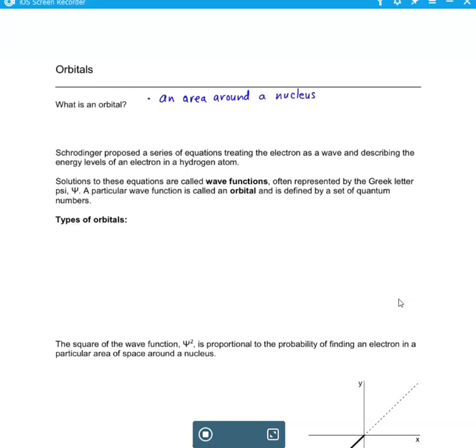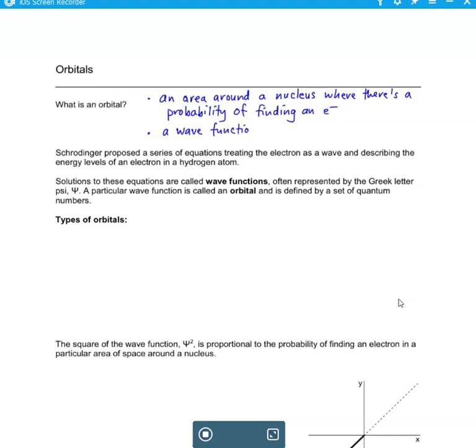So an area around a nucleus where there is a probability of finding an electron. So e minus for electron. But that's not the only definition of orbital. An orbital actually is also a mathematical function. It's a mathematical function called a wave function.